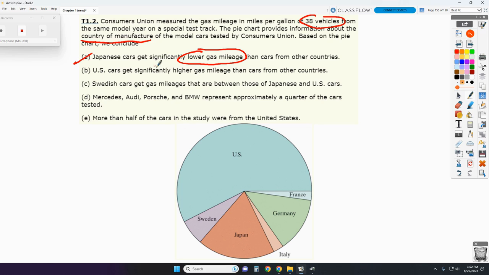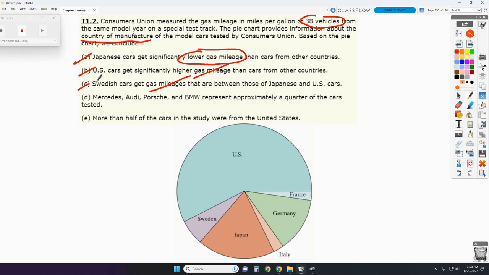B, U.S. cars get significantly higher gas mileage. I don't know what the gas mileage is. Now, I think some people would blindly look at this and go, hey, U.S., it's the biggest slice. We're number 1. So that must be true. But that just means over half of the cars, right? This is over half the circle here. Over half the cars of the 38 vehicles were made in the United States. That's really what that slice is saying. So when they talk about the gas mileage, I can't say that for sure. I don't know what the gas mileage is. So it's not B. C talks about gas mileages.